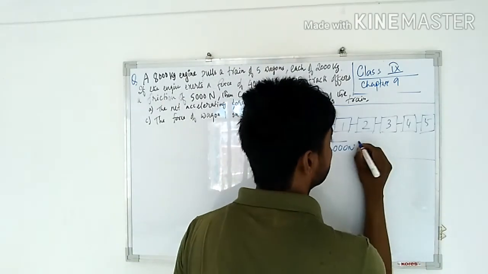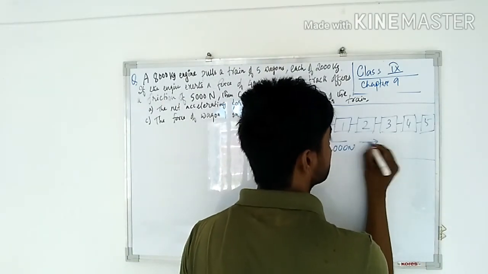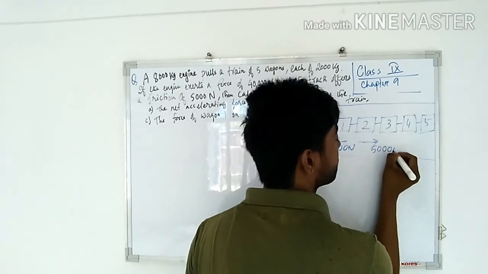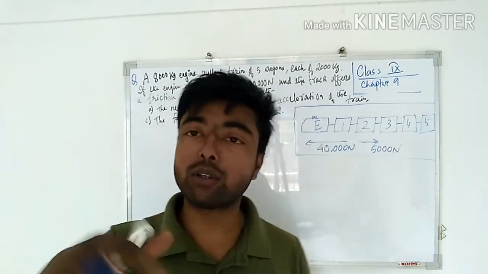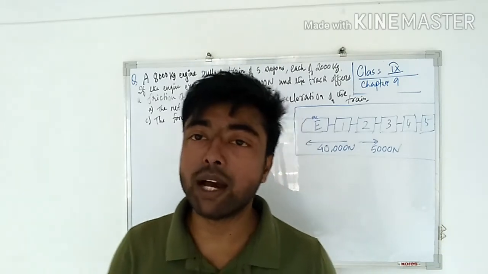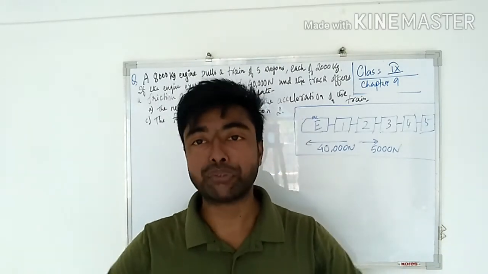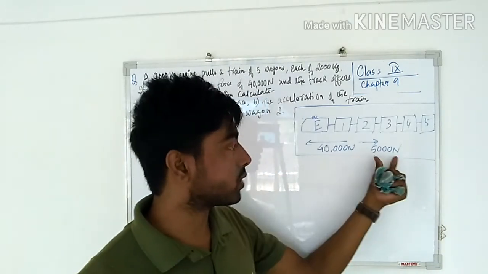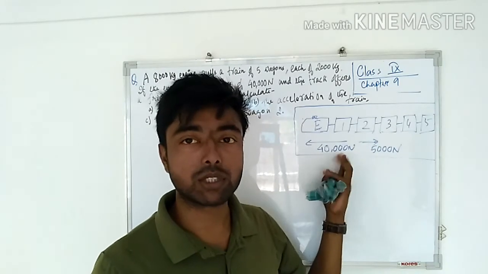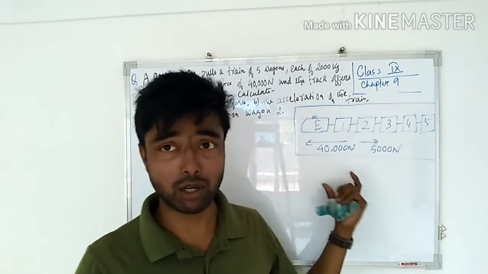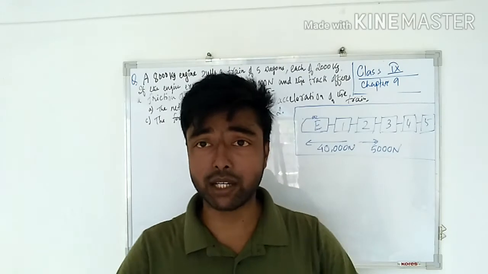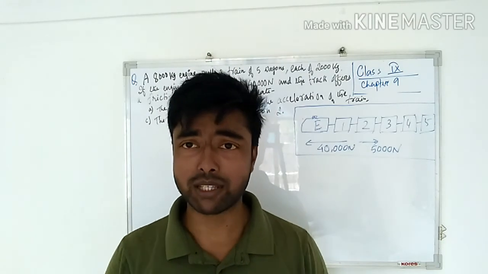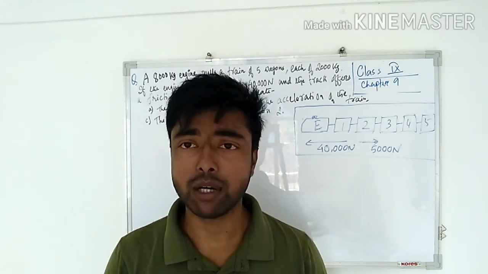You know that frictional force is in the opposite direction, and how much? 5000 given, 5000 Newton. And now the question is, what will be the net accelerating force? ये 5000 Newton इस तरफ है, 40000 Newton उसके opposite direction पे है. तो accelerating force कितना होगा? How much it will be?